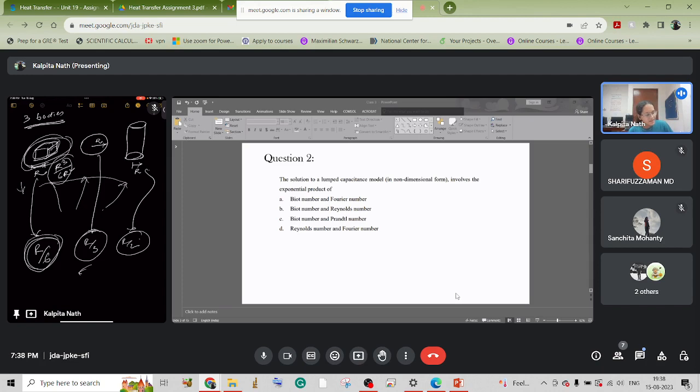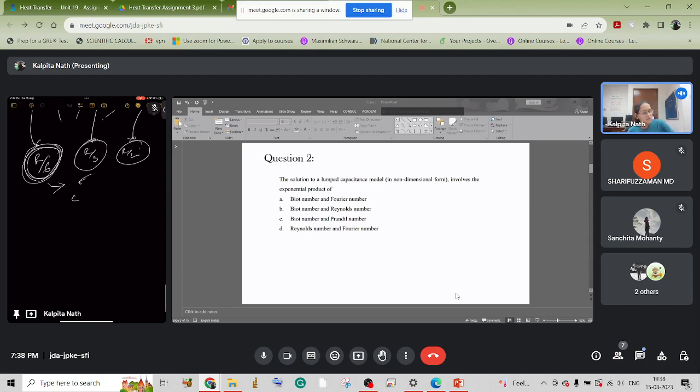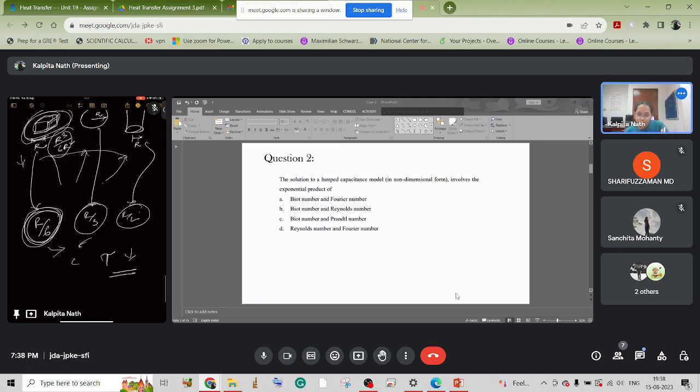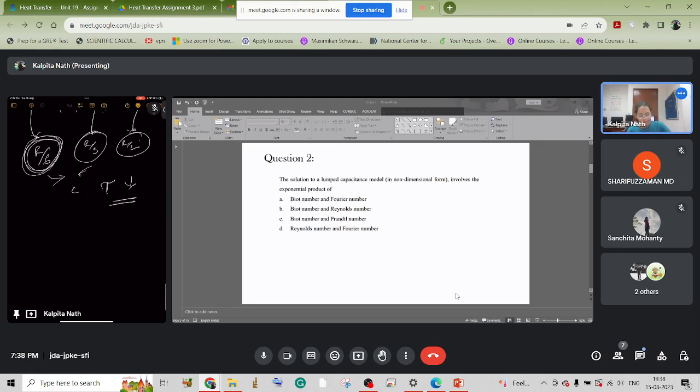So as this is minimum, obviously the cube will be the one that will be cooling down faster, as its thermal time constant will be minimum. So now let us move to this question number 2.